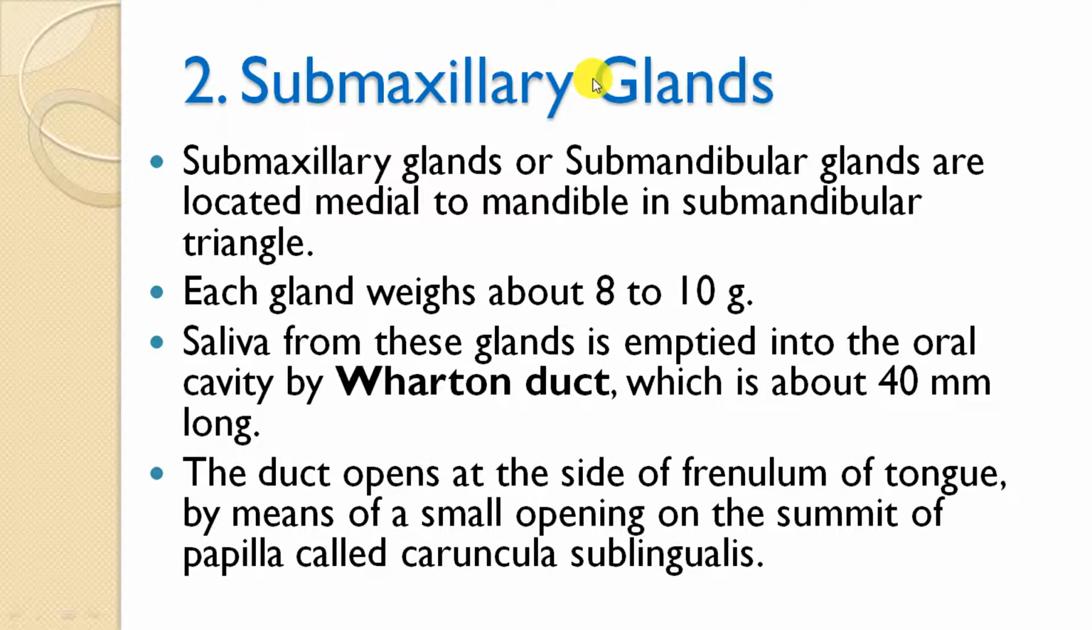Submaxillary, as the name suggests, means under the maxilla, that is the maxillary bone. The submaxillary glands are located medial to the mandible in the submandibular triangle, and weigh 8 to 10 grams. They drain the saliva through the Wharton duct, which is about 40 mm long. This duct opens at the side of the frenulum of the tongue, in a small opening on the summit of the papilla called the caruncula sublingualis.